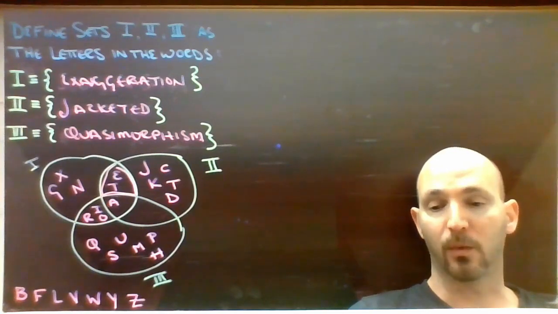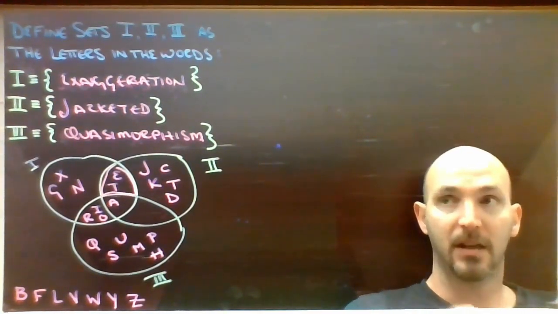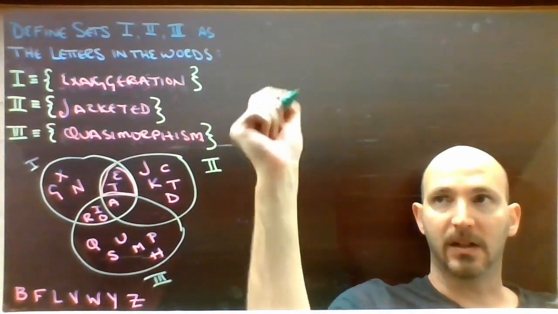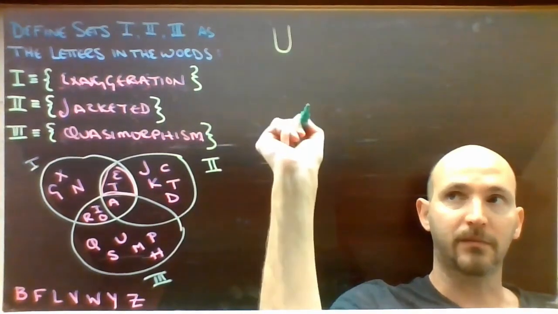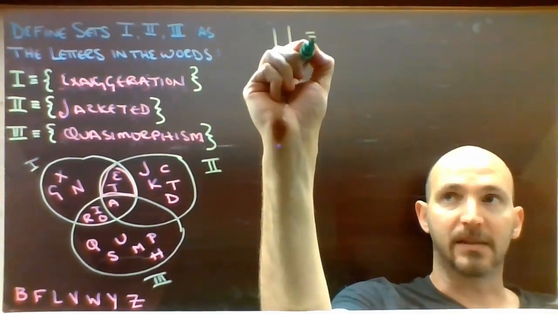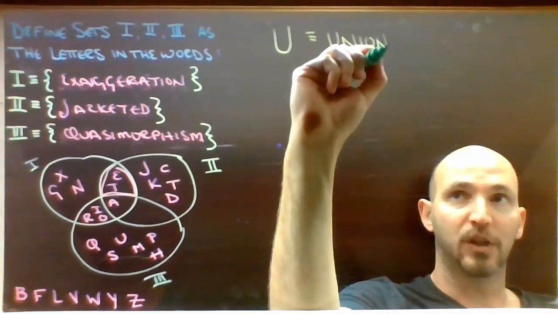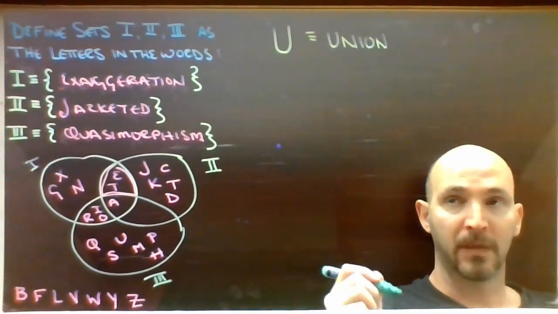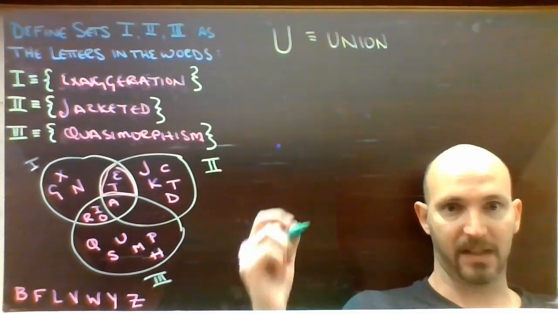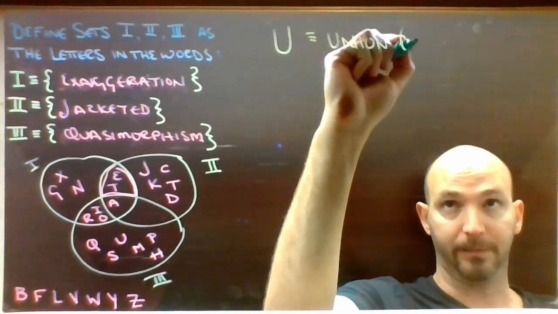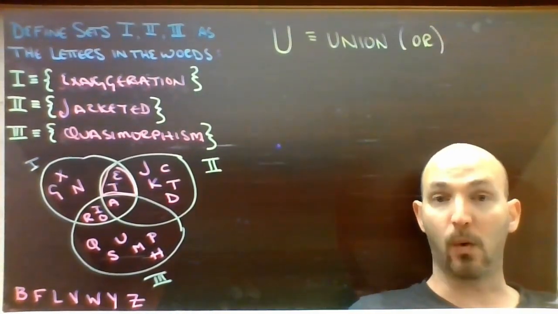So now that we're sorted, we're going to start doing some set operations. The first symbol that we need to talk about is this big U here. The big U means union. The union of two sets. The way that you're going to interpret that in English language instead of using this word is the word or. So if you see that, it's saying or.